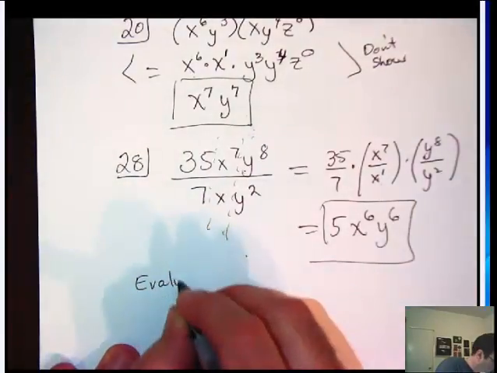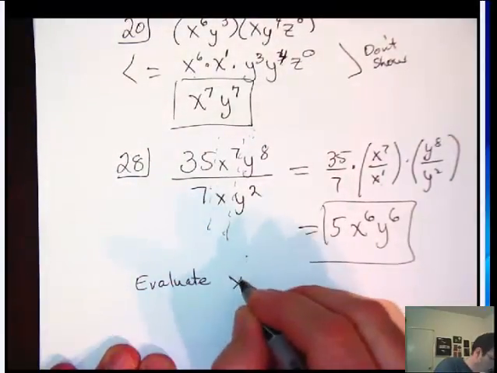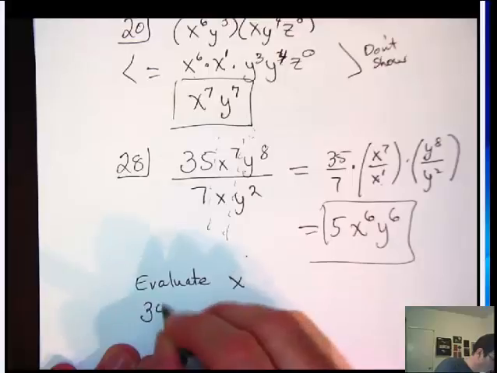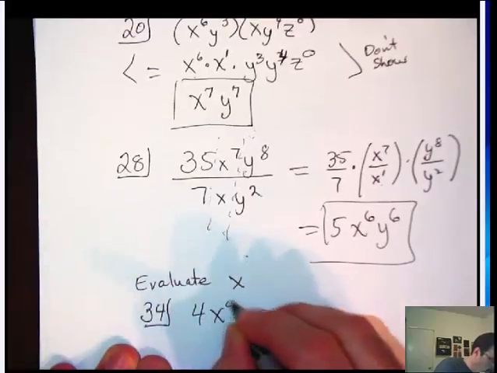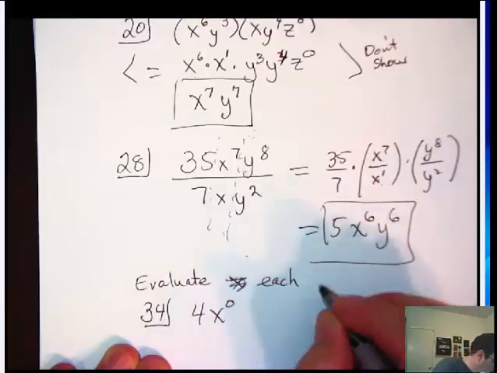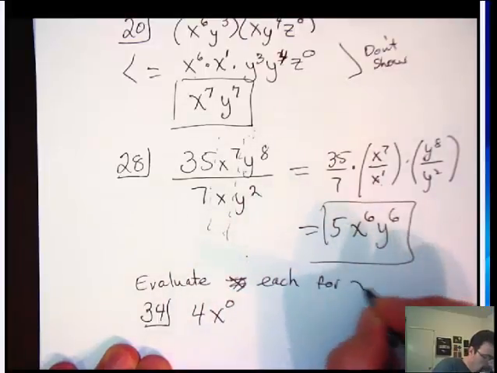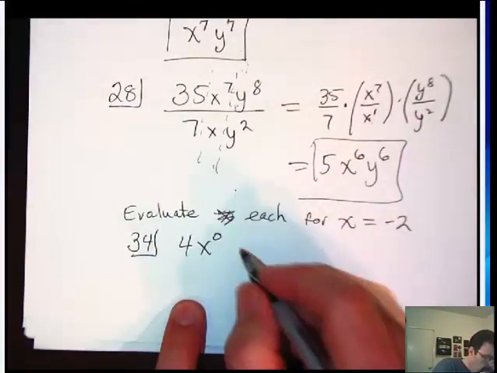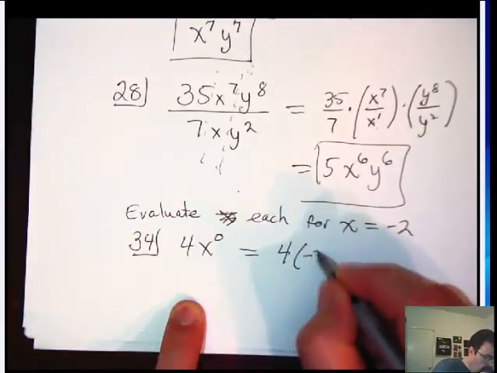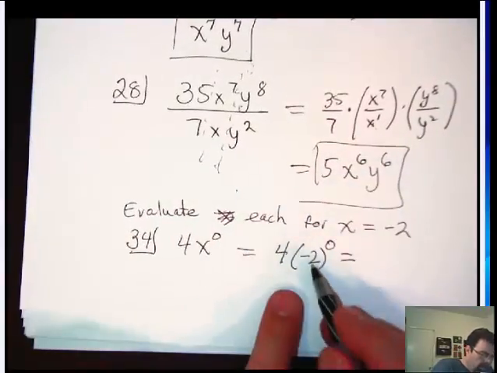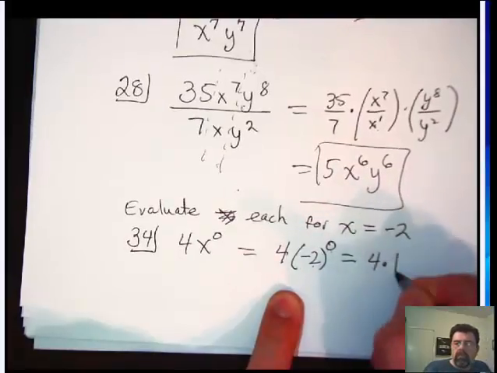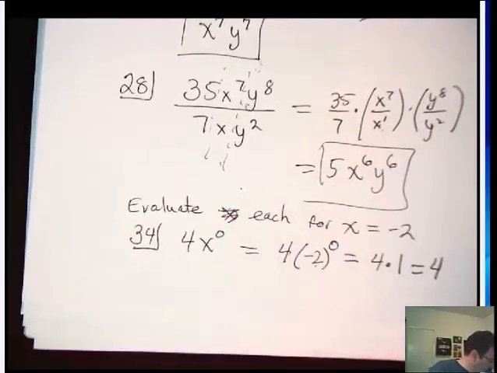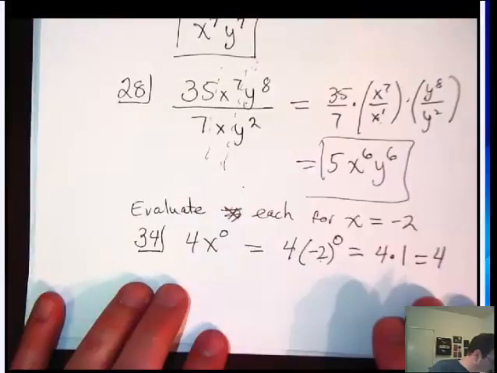Oh, this is a good one. Evaluate each for x equals -2. So we're going to plug in -2 in for x. So this is 4 times -2 to the 0. Well, what's anything to the 0? Right, 1. So 4 times 1 is 4. That's it.